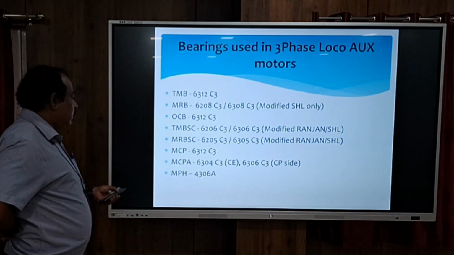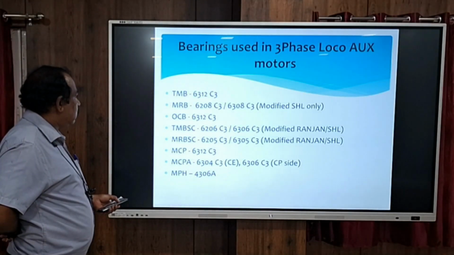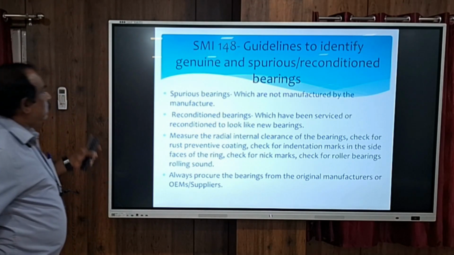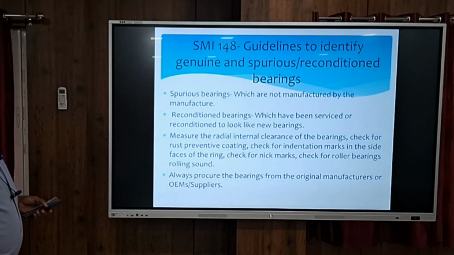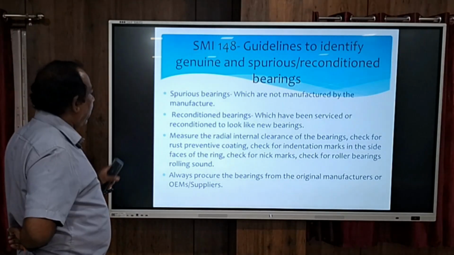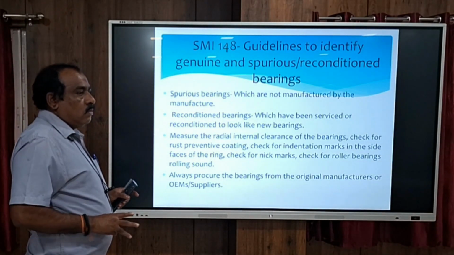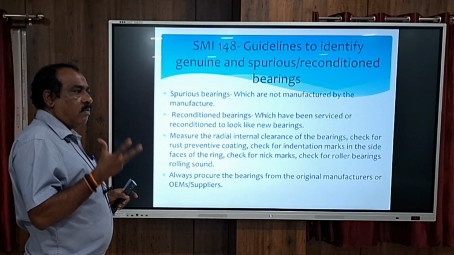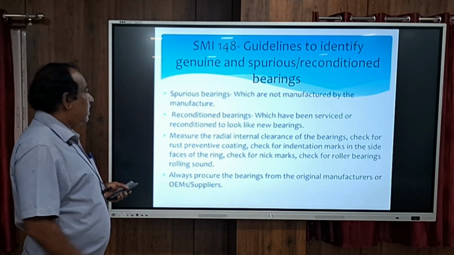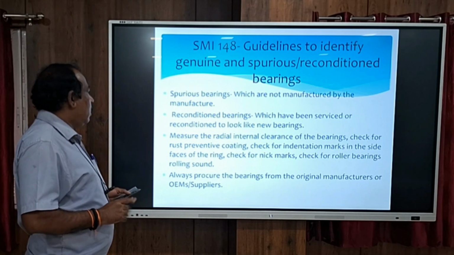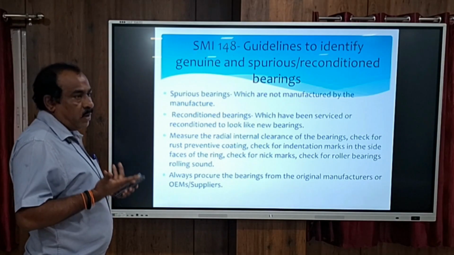MCPS same, sir, and 4306 and 6306. And actually, this is SMI 148, guidelines to identify genuine and spurious reconditioned bearings. This guides us how to identify good bearings. Spurious bearings are those not manufactured by the manufacturer. We can see that physically also, sir. Reconditioned bearings are those which have been serviced or reconditioned to look like new bearings.